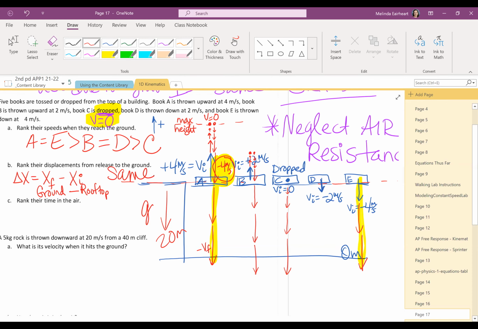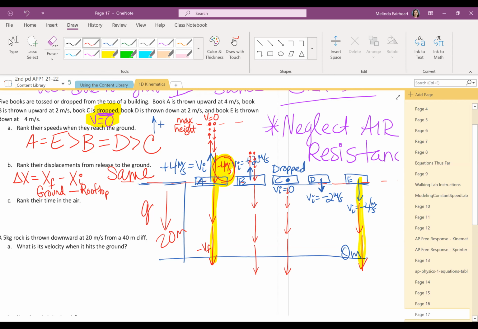Who has the greatest distance? A goes the highest, max height, right? And so A will have more distance, but they all have the same displacement. Now the times are going to be different. Who's in the air longer? A. Who's in the air the least?